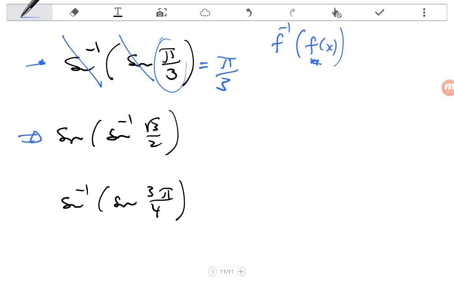Now let's check this case: sine of sine inverse root 3 over 2.